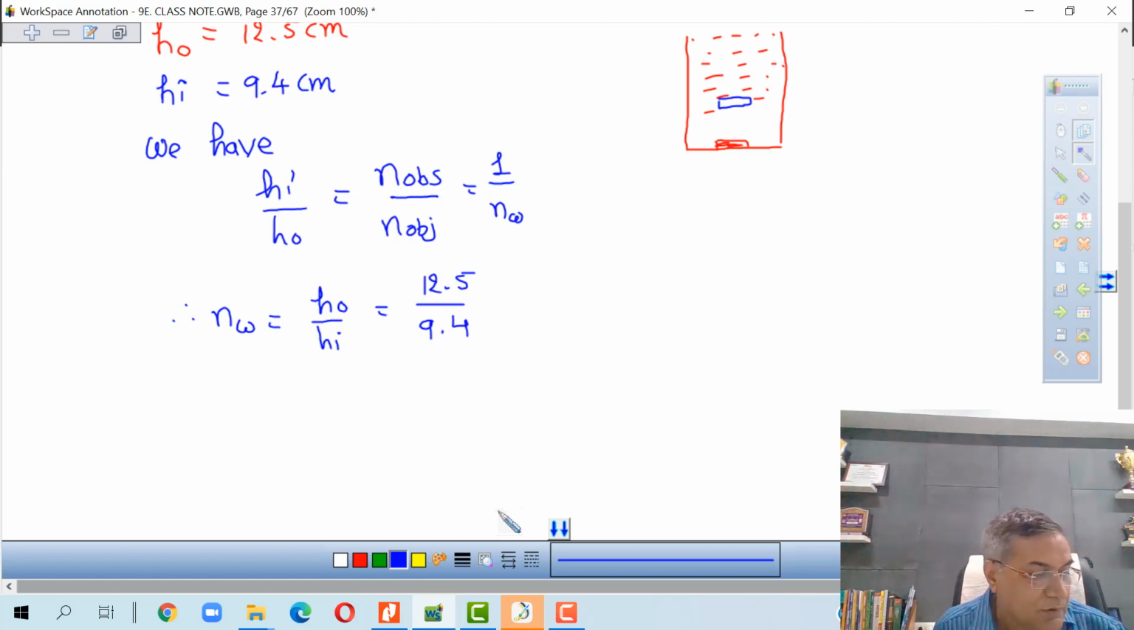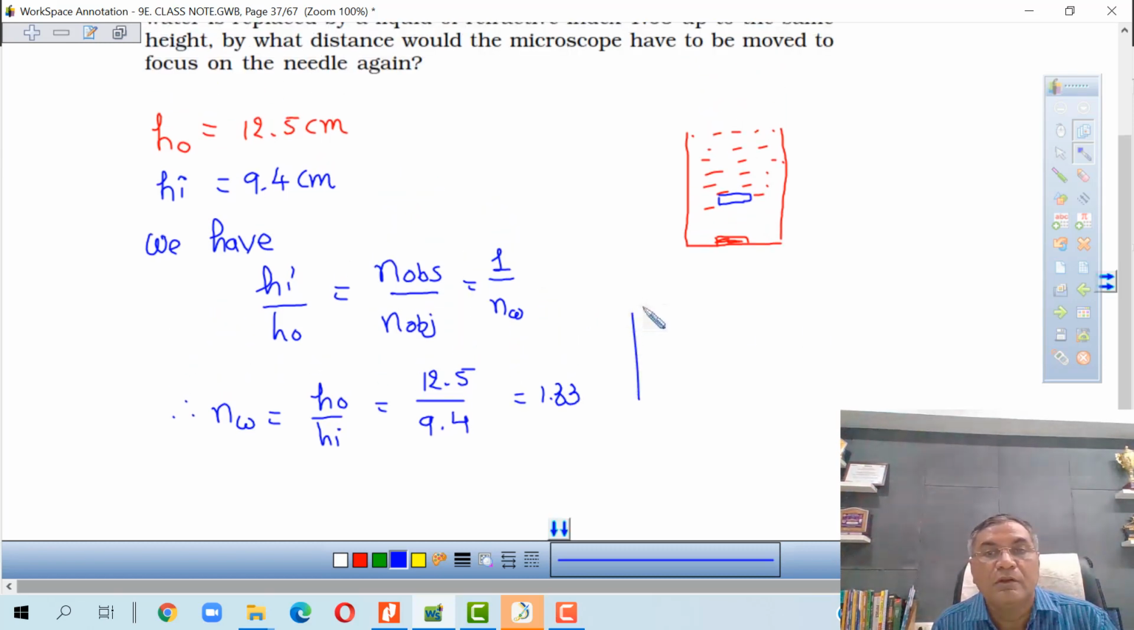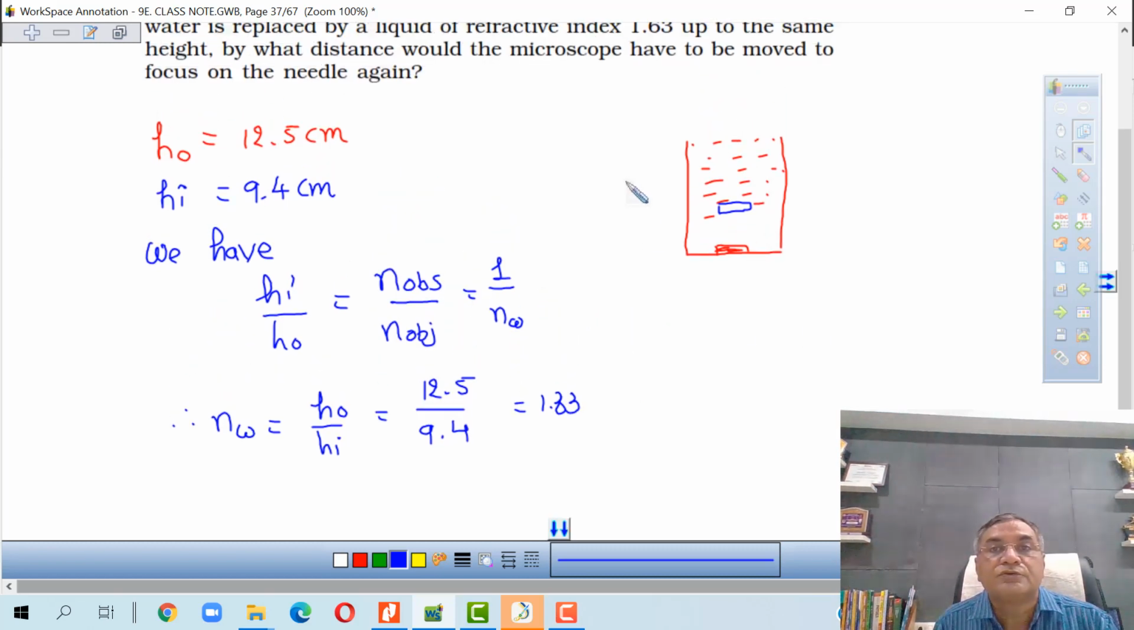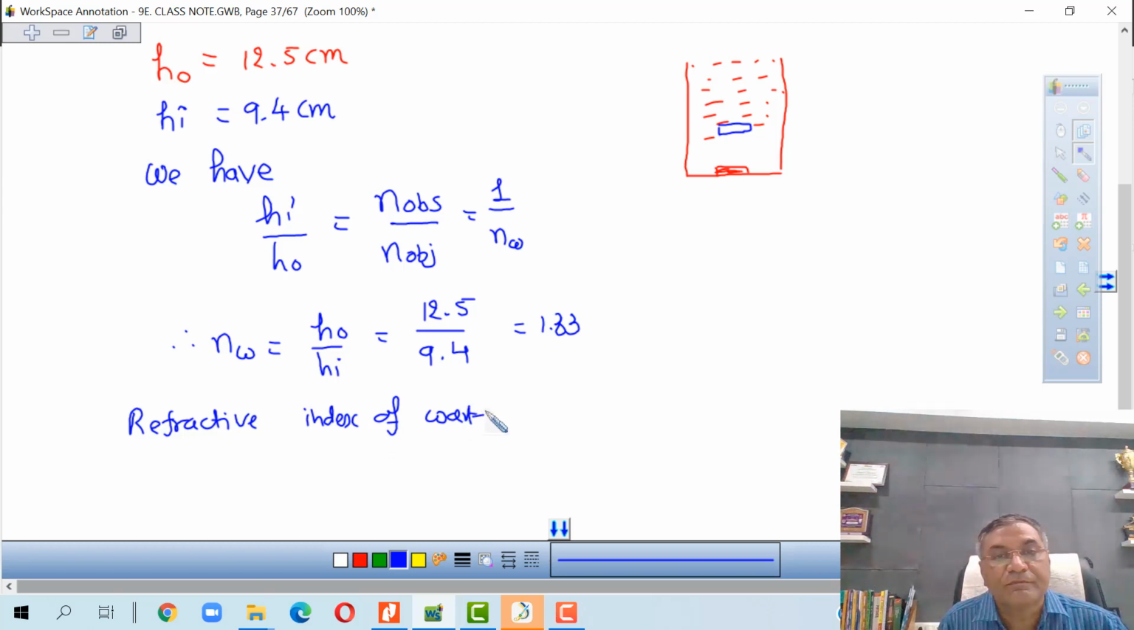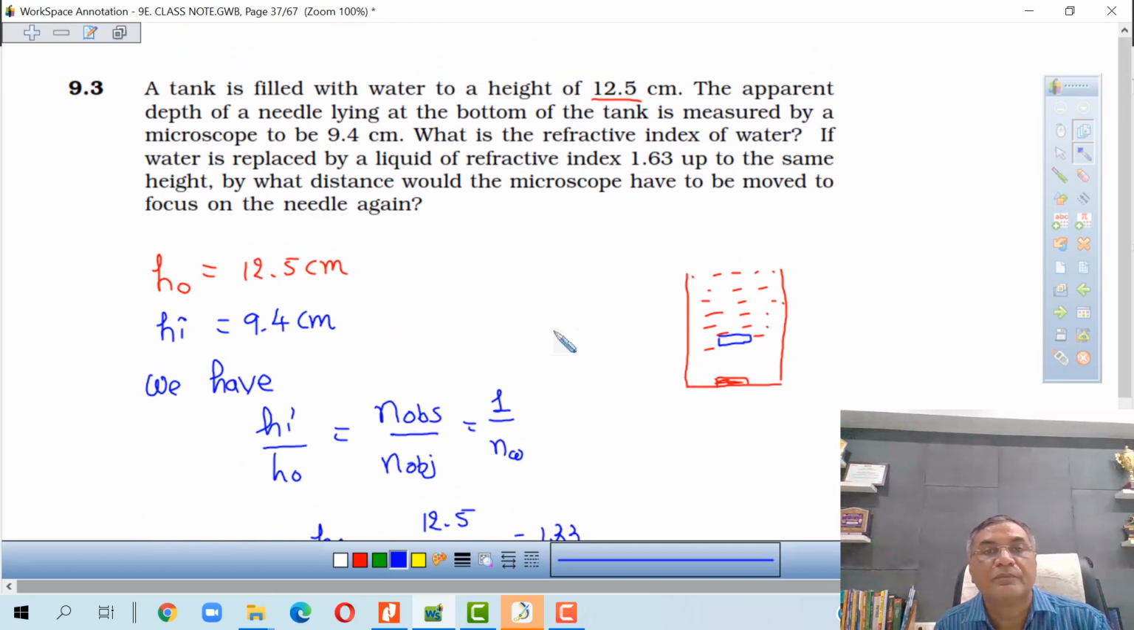12.5 divided by 9.4. So it is around 1.33, almost 1.33. Okay. So this is the refractive index of water. So refractive index of water is equal to 1.33. It is unitless quantity.